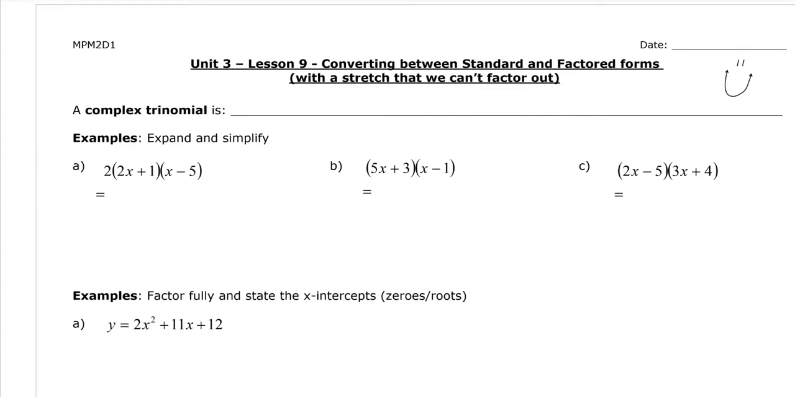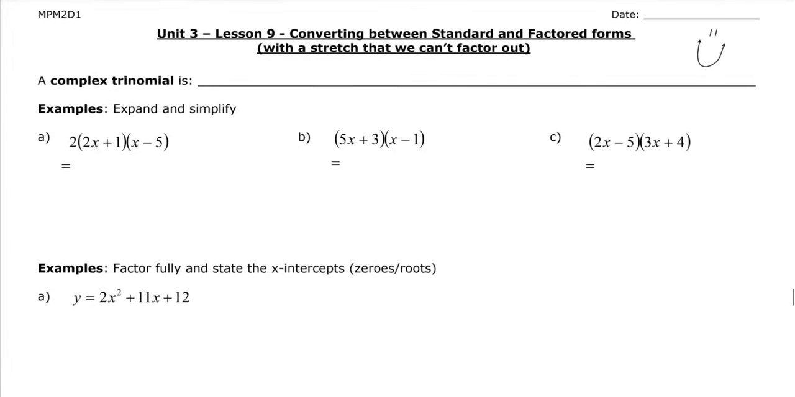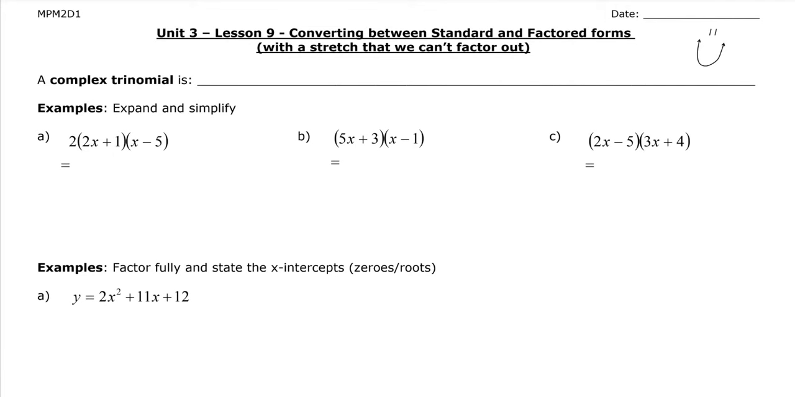Unit 3, Lesson 9, Converting Between Standard and Factored Forms. So what's a complex trinomial? We're going to look at something called a complex trinomial, and a complex trinomial is as follows.